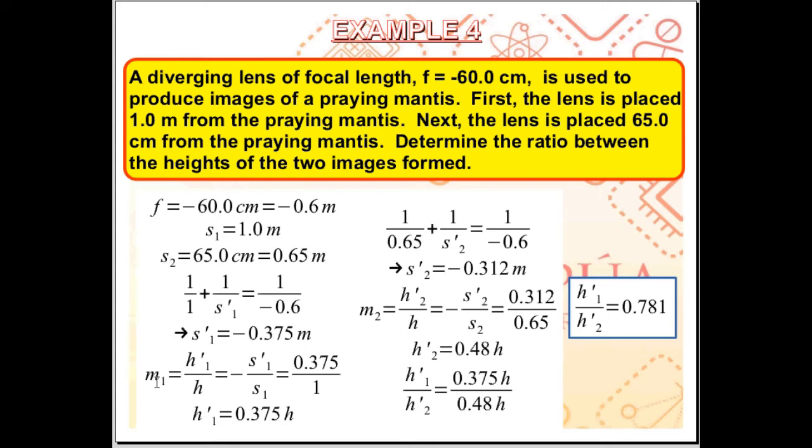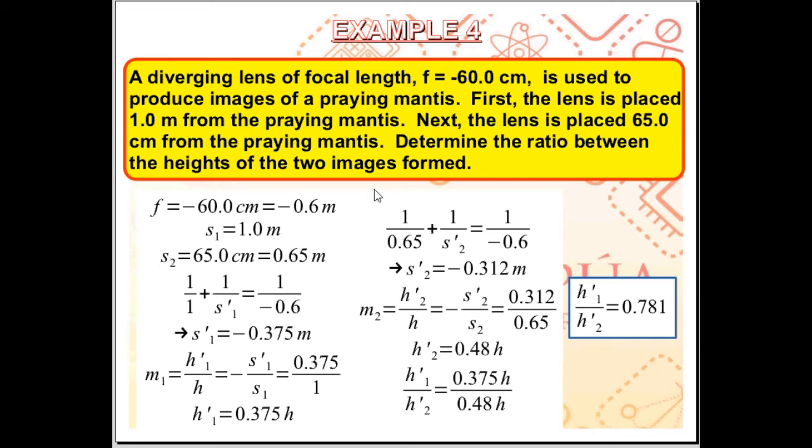No unit, right? Magnification is height divided by height, so the units cancel out. So 0.375 is the M. Which means M1 is equal to H1 prime over H. If we transfer H to the other side, we have H1 prime is equal to 0.375 H. We have an equation for H1 prime.